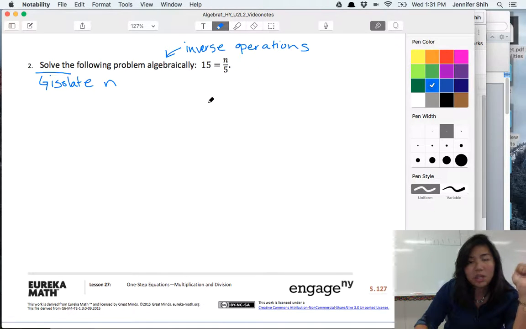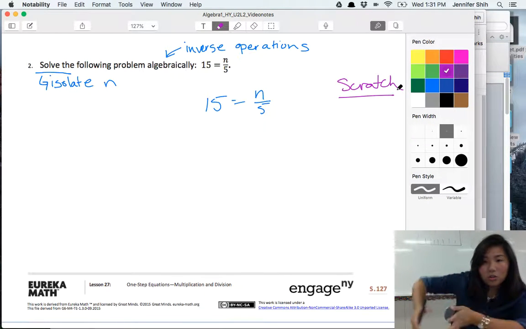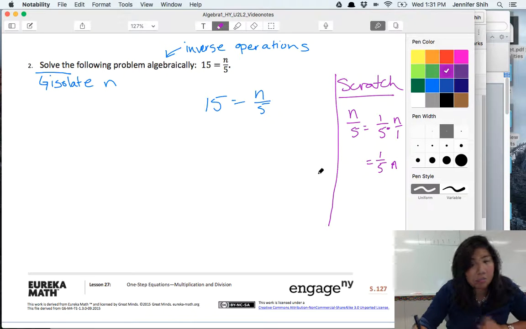Inverse operations. So you have 15 equals n over 5. I'm going to use my scratch work side here. Scratch work. So on your notebook, maybe instead of like a big ideas column, then you just put your scratch work there. So my scratch work is over here. N over 5, well, that's equal to 1/5 times n over 1, which is equal to 1/5 times n. This is in case you wanted a step-by-step of how I broke that down.